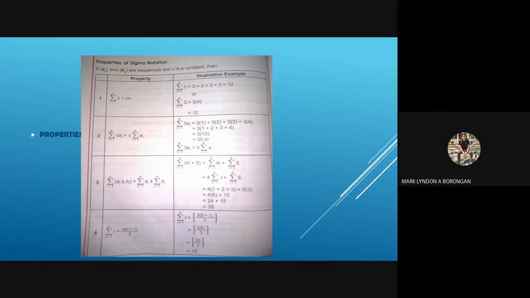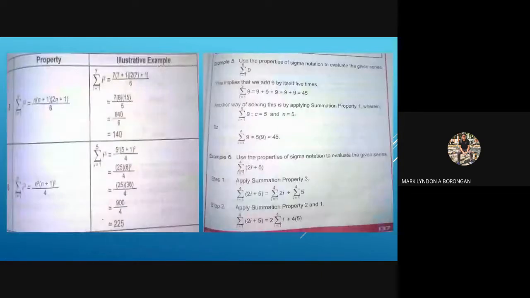So that was property number 4. So what about property number 5 and property number 6? So property number 5 or property number 6, they exist if the given has exponents.